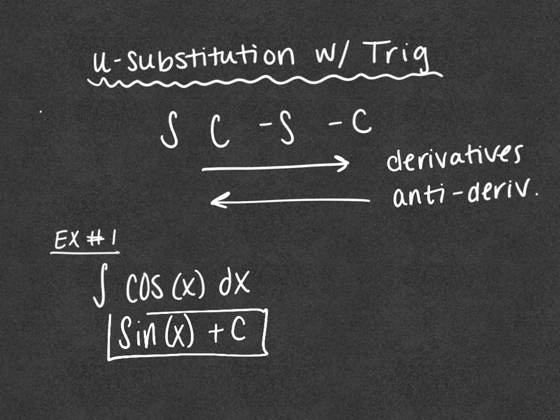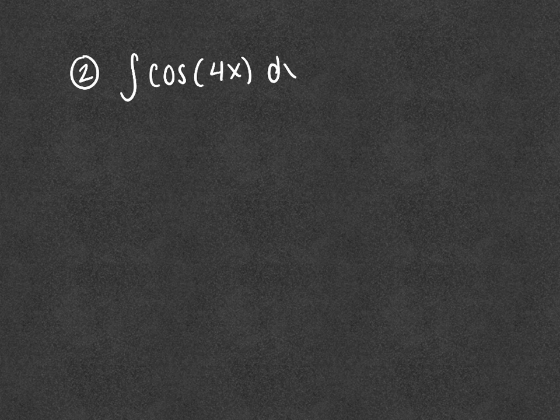Now this example is very easy because there was no need for U substitution. So what I'd like to do now is show you an example where U substitution would be necessary. So example number 2 we'll say is the integration of cosine of 4x dx. So on the top, I'm just going to write sine, cos, negative cos again. And now you should be noticing that there's a 4x inside those parentheses. So because there's a 4x, we're going to have to use U substitution.